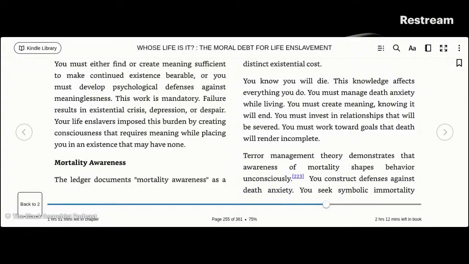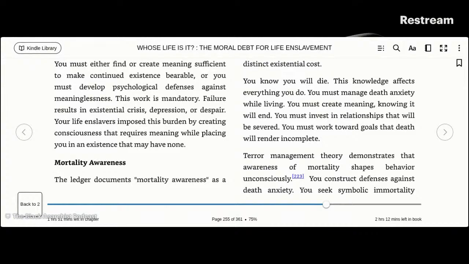Mortality awareness. The ledger documents mortality awareness as a distinct existential cost. You know you will die. This knowledge affects everything you do. You must manage death anxiety while living. You must create meaning. Knowing it will end, you must invest in relationships that will be severed. You must work towards goals that death will render incomplete.